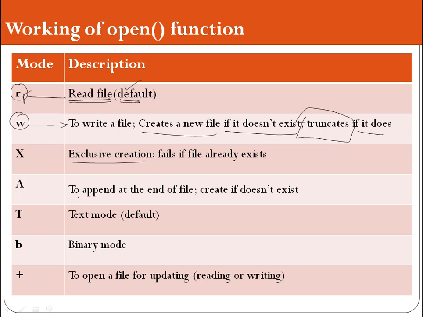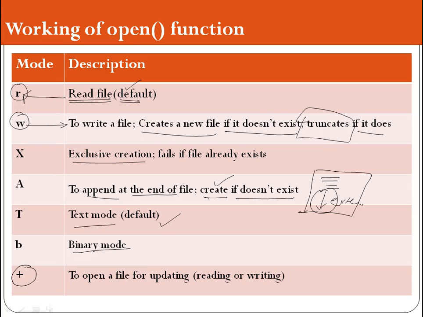a, append. If the file is already there and content is already there and you want to extend it, then the matter will be added at the end of the file. It creates the file if it does not exist, otherwise it will append at the end of the file. Text mode is there. b is the binary mode. By default, it is opening your file in the text mode.